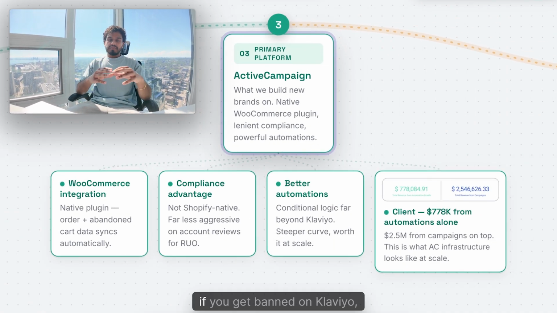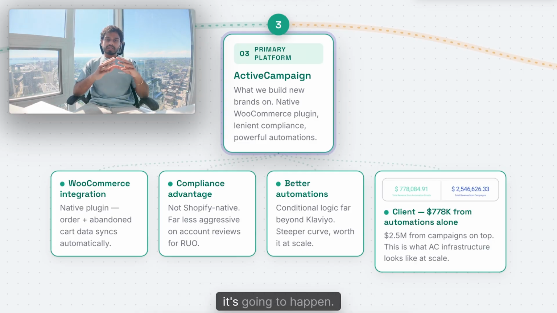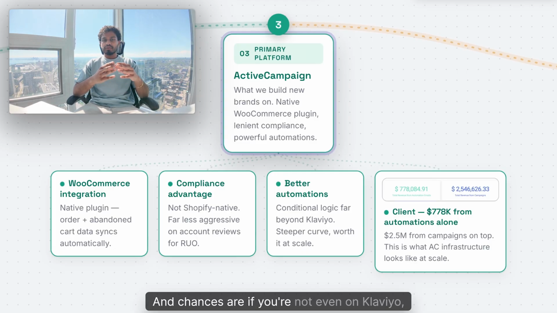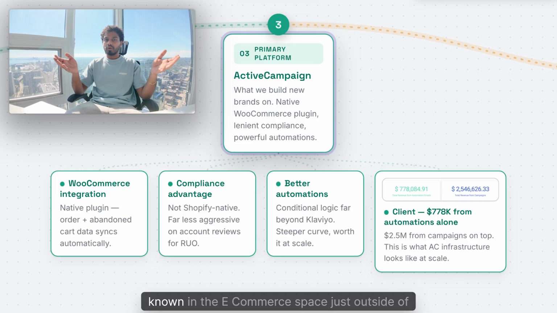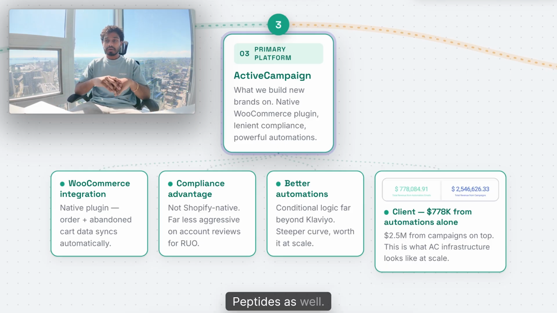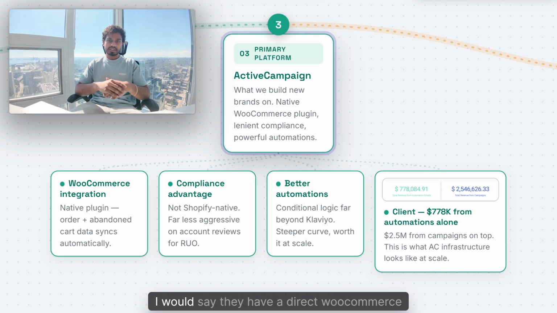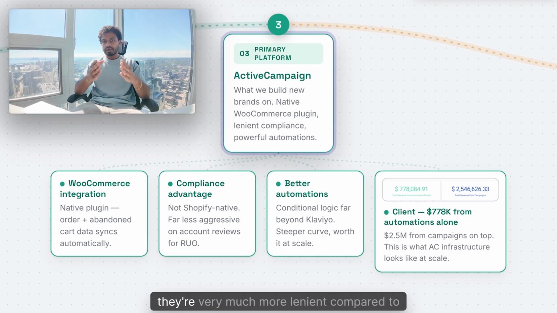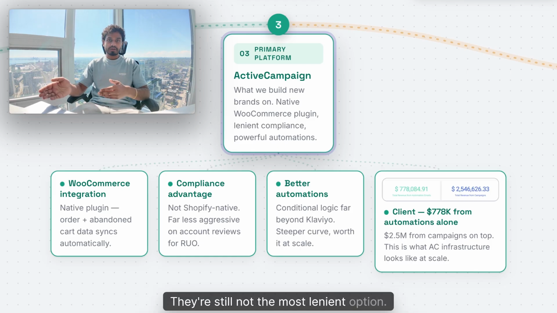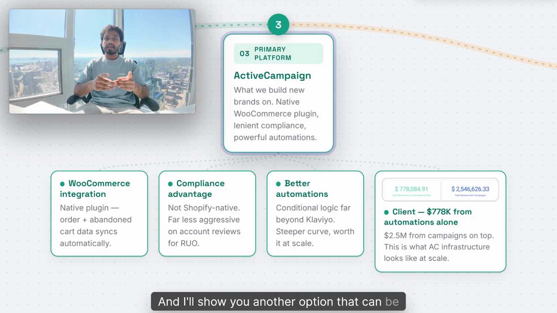So if you get banned on Klaviyo, like I said, it's going to happen. And chances are, if you're not even on Klaviyo, I would just skip it altogether and go straight to ActiveCampaign. ActiveCampaign is known in the e-commerce space outside of peptides as well, and I would say they're a strong competitor to Klaviyo, probably the second best option. They have a direct WooCommerce integration, so you can set it up with your pep store very easily. And these guys, like I said, are much more lenient compared to Klaviyo. They're still not the most lenient option, and I'll show you another option that can be better.